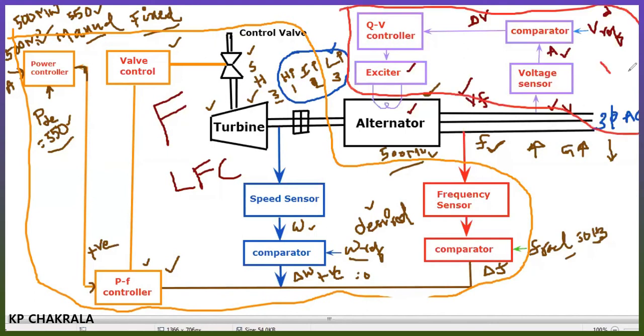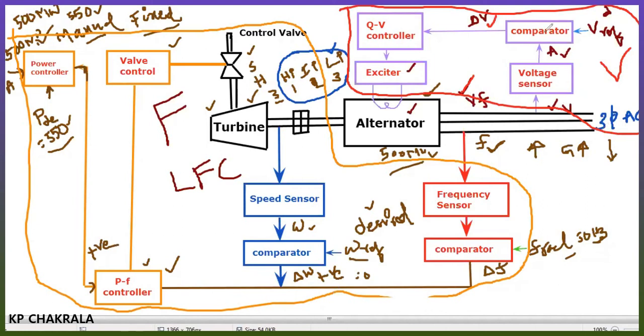The alternator output voltage will be measured by the voltage sensor, and it is given to the comparator and compared with the already predefined reference voltage value. And if there is any difference, it will be given to the QV controller. The QV controller will process the error and control the excitation system, until the voltage is maintained at the rated value. So this is done by changing the reactive power of the system. So this is the voltage control loop or excitation control loop, and that is the load frequency control loop.